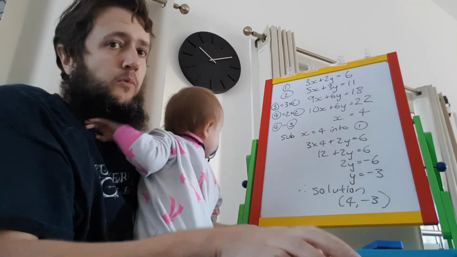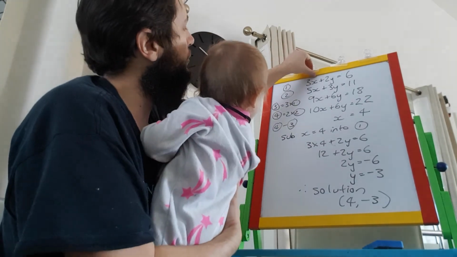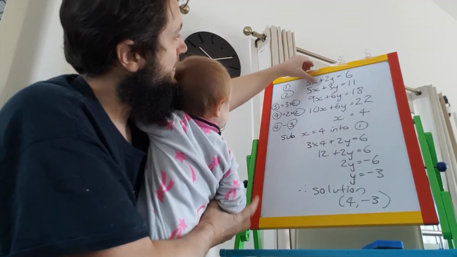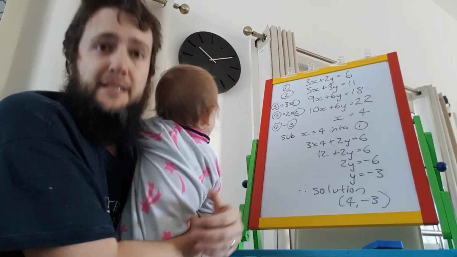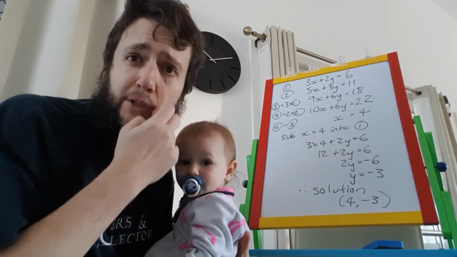Now again, you could check that by putting the values back in it. That would be 12. Yep, 12 take 6 is 6. It works in the first equation. 20 take away 9 is 11. That's correct as well. So I can confirm that our solution works.